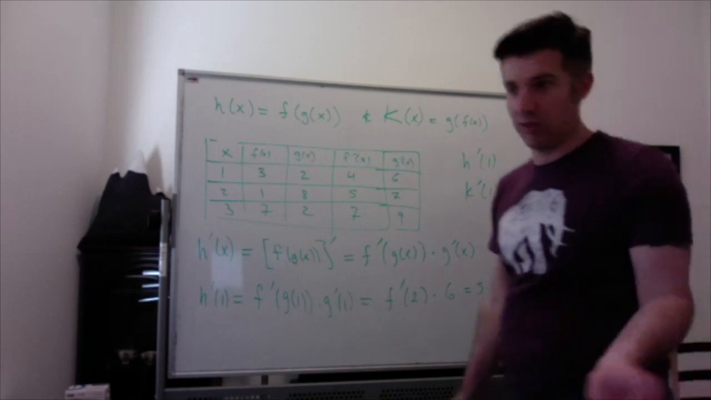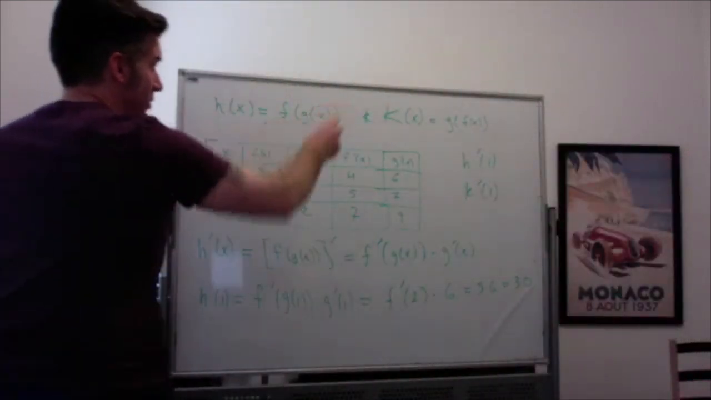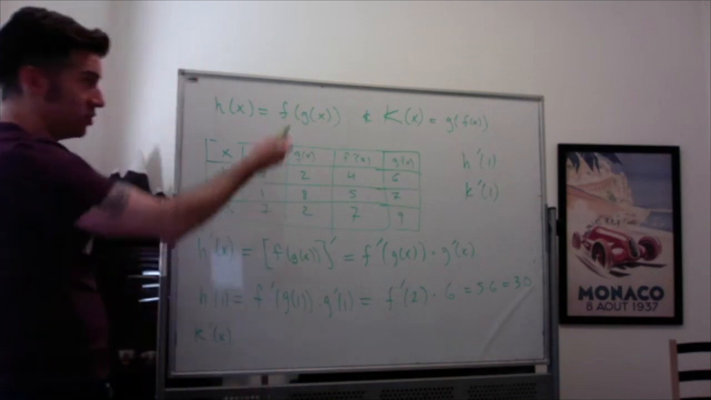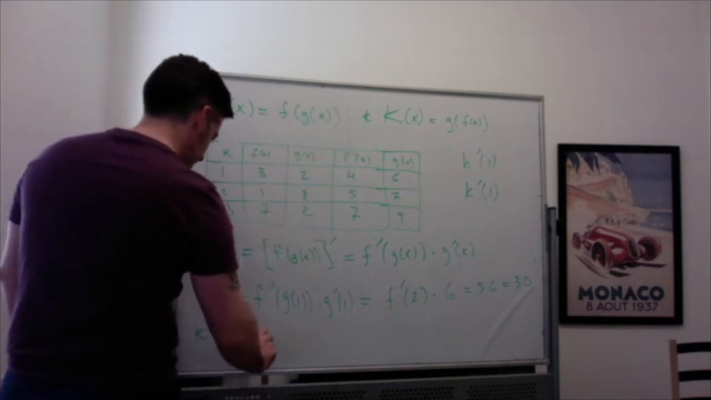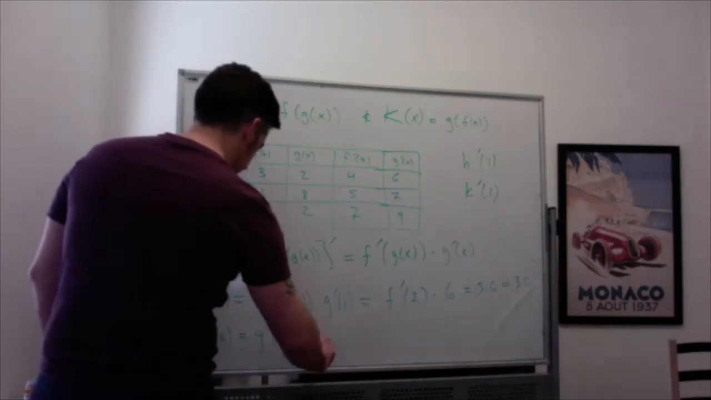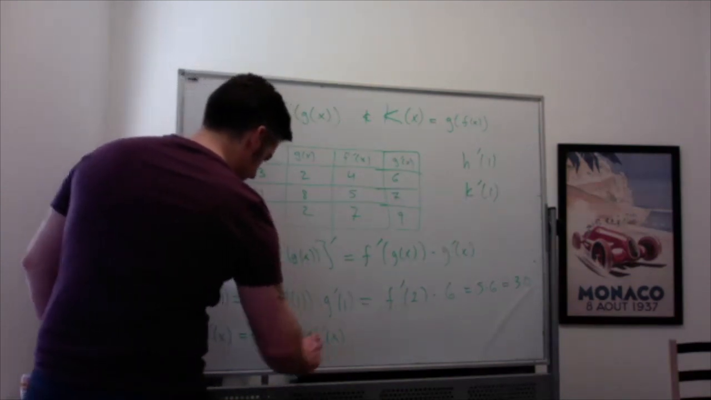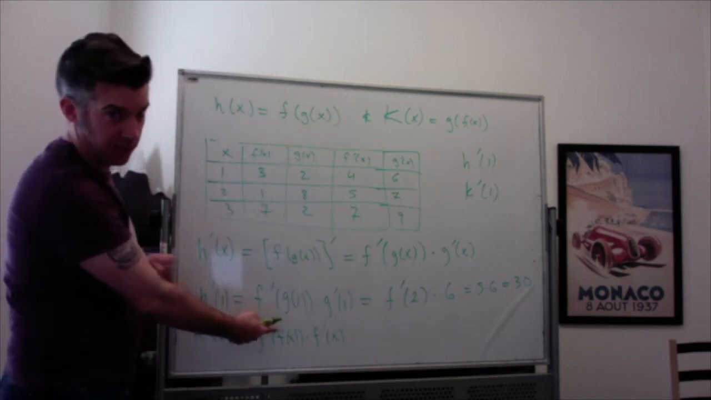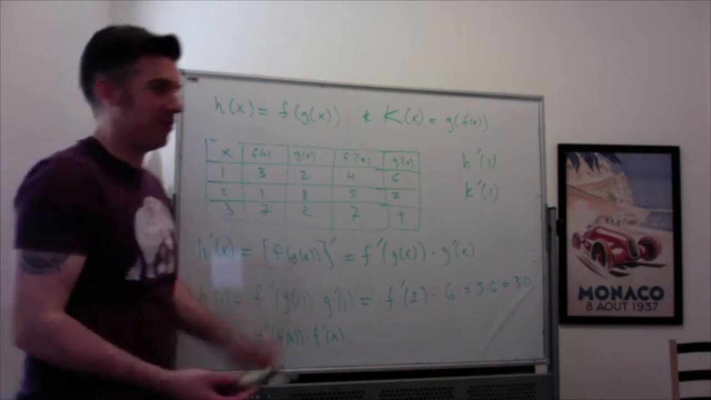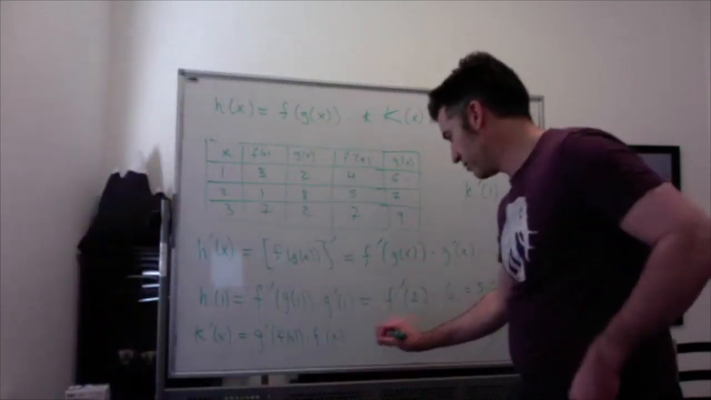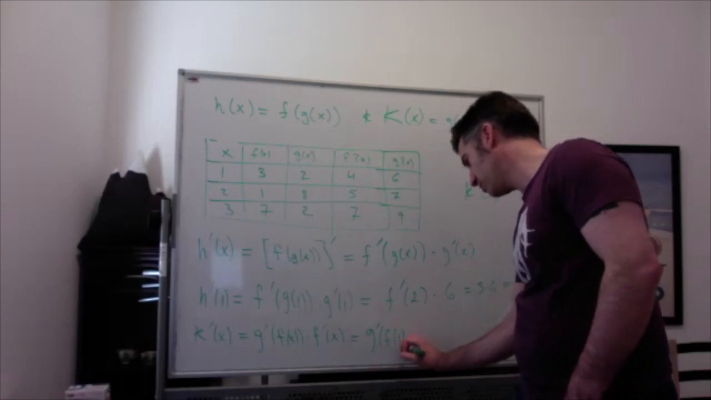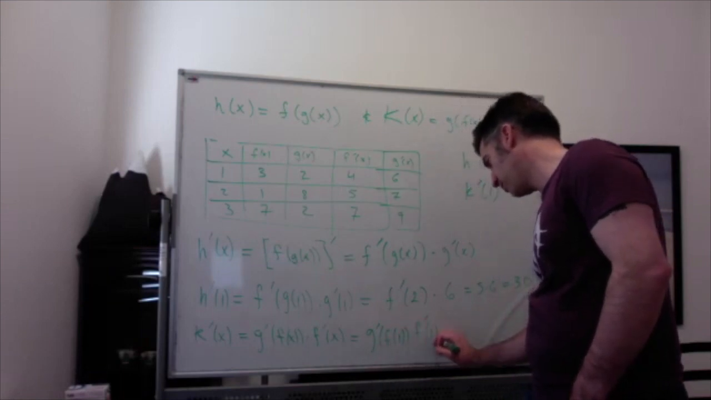We can do the same sort of thing for k prime of 1. So k prime of x is going to be the derivative of g of f of x. That's going to be g prime of f of x times f prime of x. Again, differentiate the outer function, leave the inside alone. I'm going to say this like a billion times: differentiate the outside, leave the inside alone, times the derivative of the inside. Okay, don't get sick of hearing it. So that's going to be g prime of f of 1 times f prime of 1.